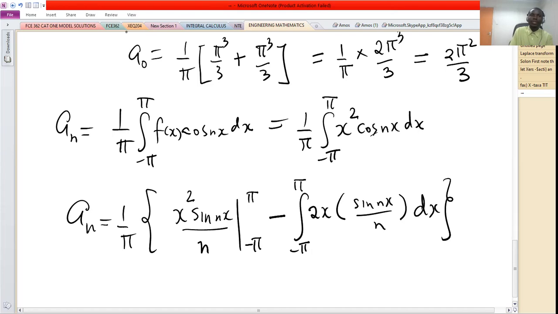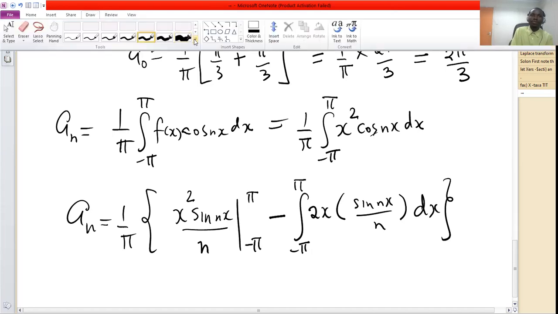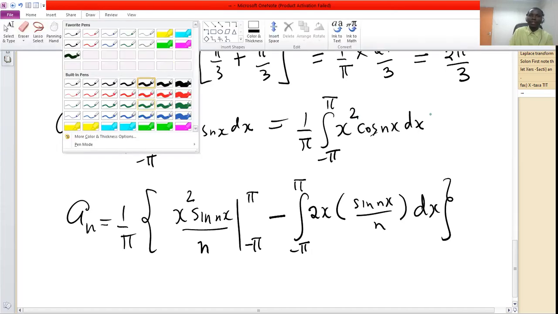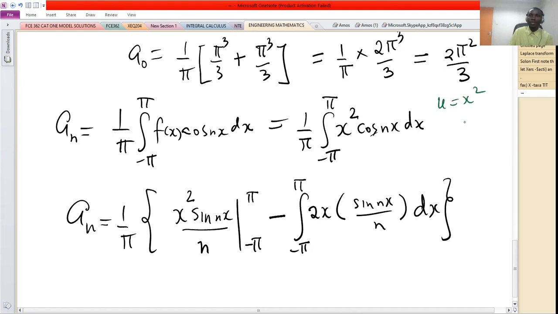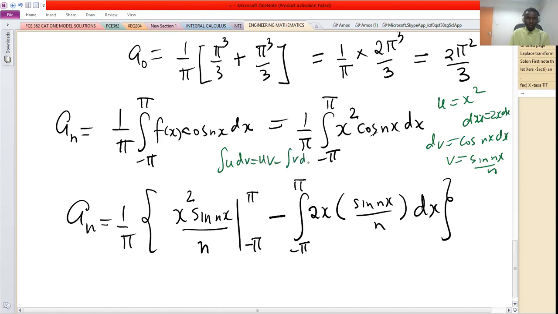What is bringing me to this step is to know the fact that I've let my u to be x squared, so that my du is 2x dx, and dv to be cosine nx dx, so that when you integrate v, you get sine nx over n. And we're using the fact that integral of u dv is uv minus integral of v du. So that is what is leading me from this step to this step.